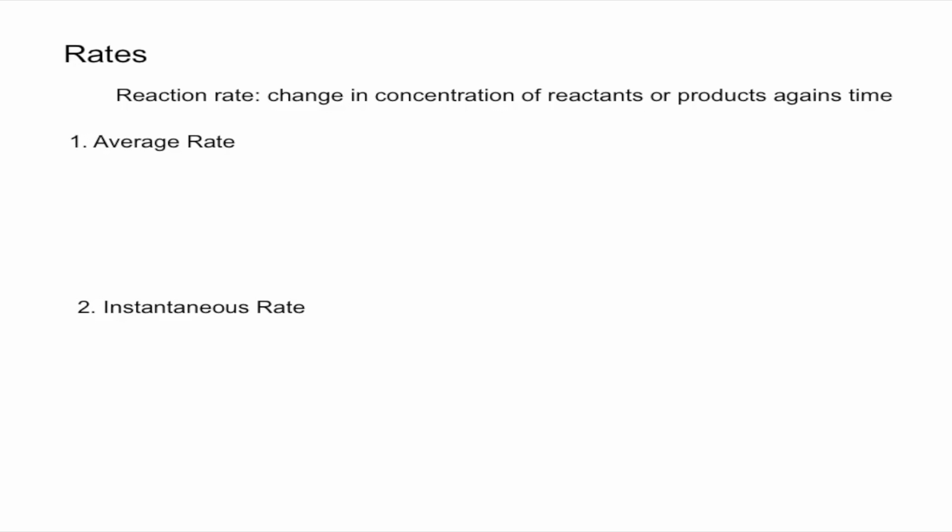In this video, I'm going to talk about rates. Rates are simply measurements that compare two different variables. For the case of reaction rates, we're comparing time and concentration. So our reaction rate is the change in concentration of reactants or products against time. So it will be a graph like this. We'll have time here and concentration here.